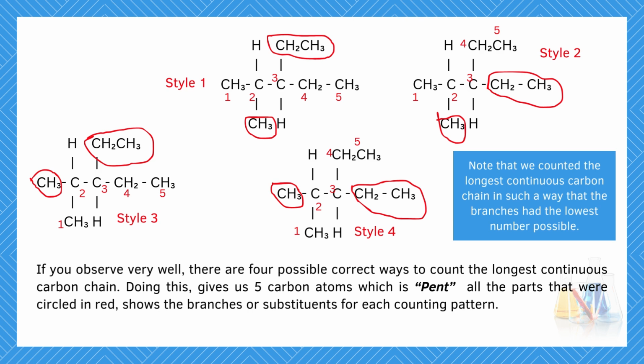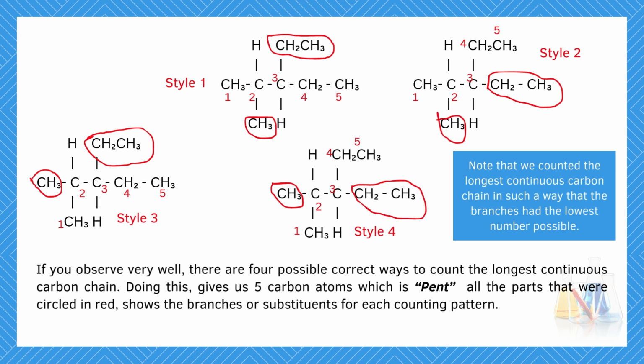Look at the second style of counting. I started from the left as well, but when I got to the third carbon atom, I went up. Now look at this: 1, 2, 3, 4, 5. So on the second style of counting, you can see I have a substituent on carbon number 2 and on carbon number 3 as well. The same thing goes for the third style and the fourth style. I started from the bottom in the third style, and then when I got to carbon number 2, I went right. And then on the fourth style, I started from the bottom, and then when I got to carbon number 3, I went up and then sideways.